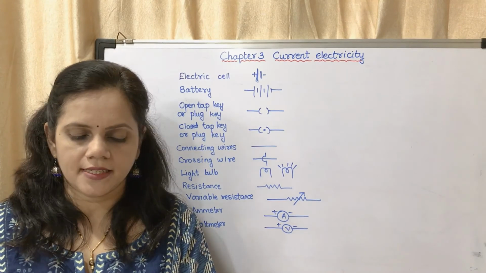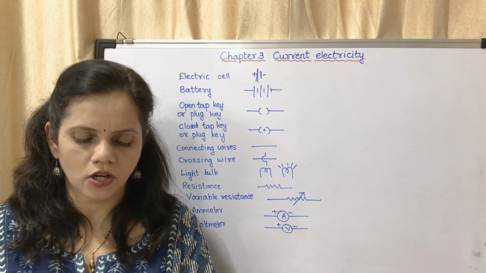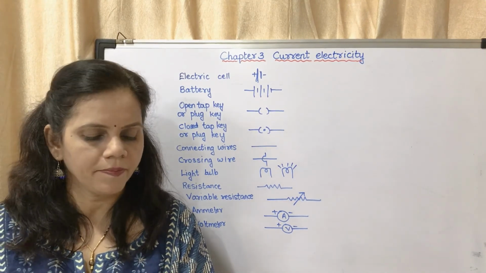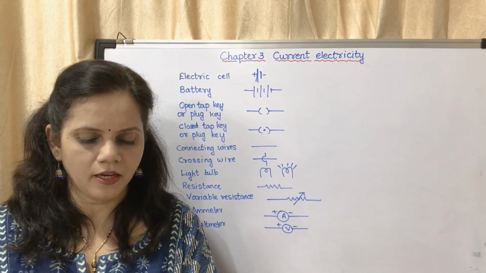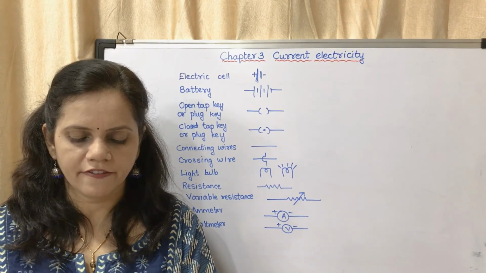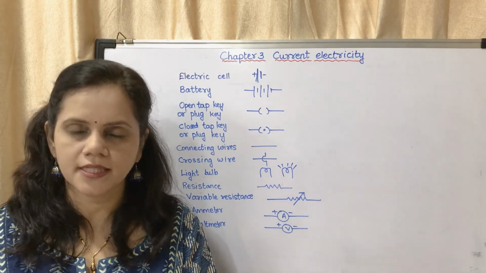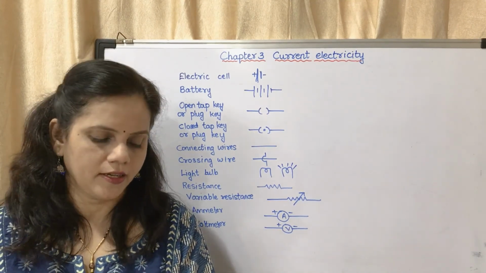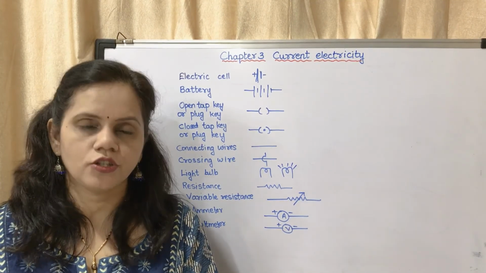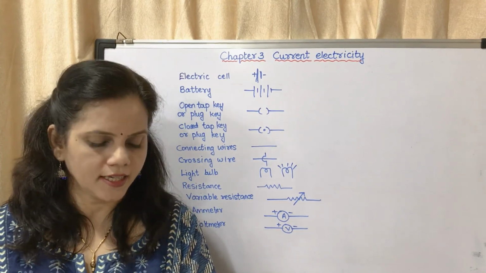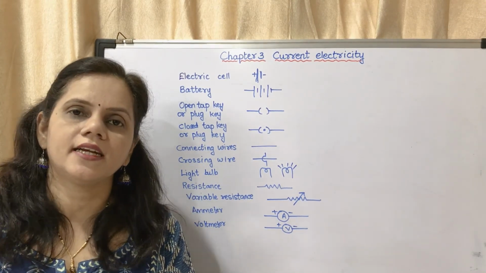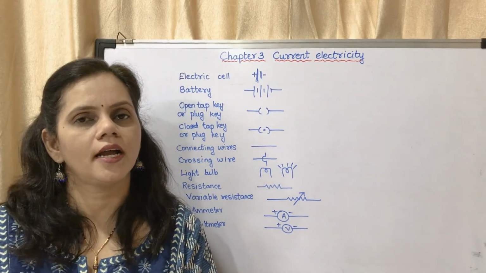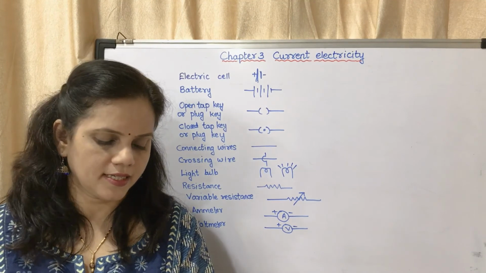Crossing wires, to show wires which cross but they are not connected. Now next, light bulb. To test the flow of electricity. Lighted means current is flowing. Unlighted means current is not flowing. Next is resistance, to control the flow of current in the circuit. If you need less current, you may add more resistors. If you need more current, you may connect less resistors.